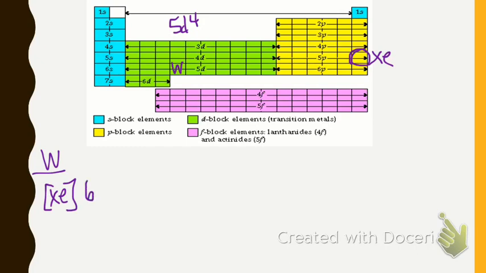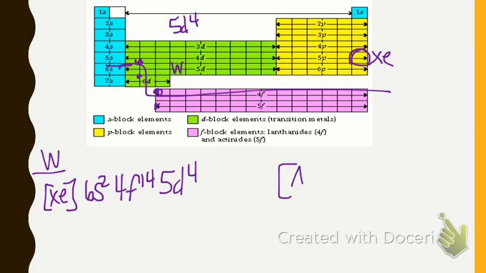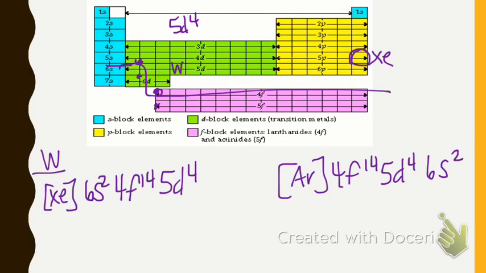we're going to probably have to rewrite this, 6s2. And then I get to this spot right here. But remember, these fit in right here and right here. Okay, so I'm going to have to go down here and I'm going to have to grab my 4f. So I'm going to say 4f14, and then I'm going to come back up here and do 5d4. And so rearranging that to keep them all in order would be 4f14, 5d4, 6s2. Okay, so that's how you would do that.